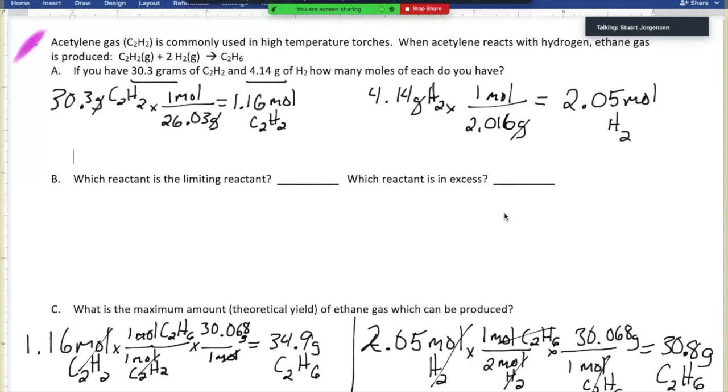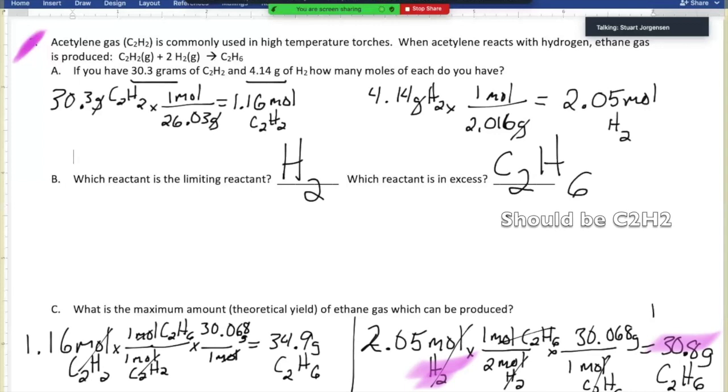C2H6. And now we can compare. If all of our acetylene reacts, we get 34 grams, almost 35 grams. If all of our hydrogen reacts, we get 30.8 grams. And so when we add these two together, they react until all of a sudden we run out of our hydrogen. Our hydrogen runs out. It has limited the amount of product we can get. So that means our limiting reactant would be our hydrogen. Our excess would be our acetylene. And what's our theoretical yield? Well, we're going to be able to make 30.8 grams before we run out of the hydrogen. So we're able to do B and C at the same time by comparing our two amounts.